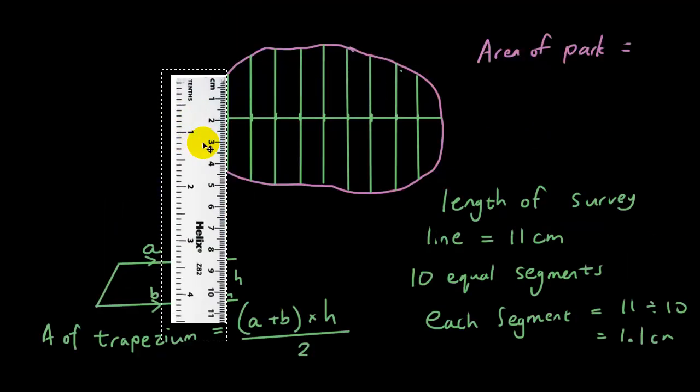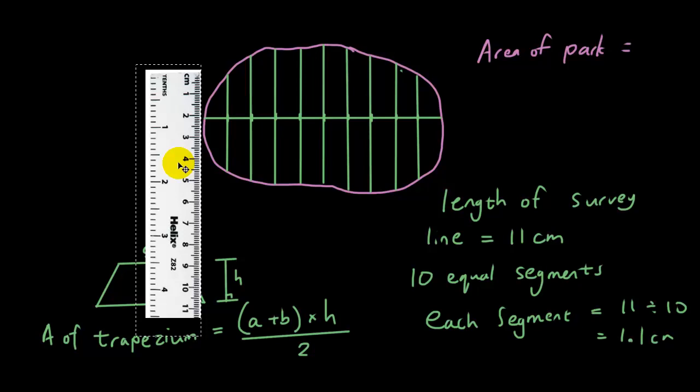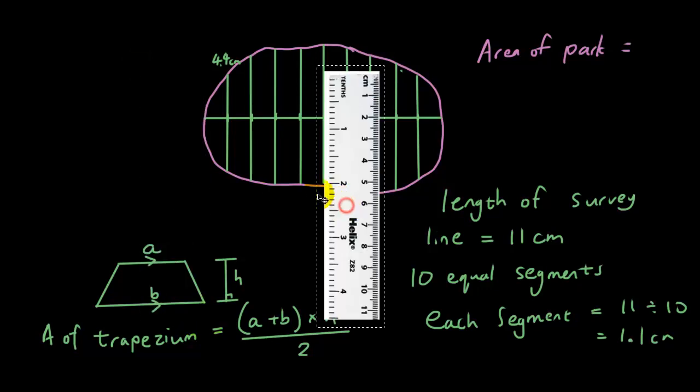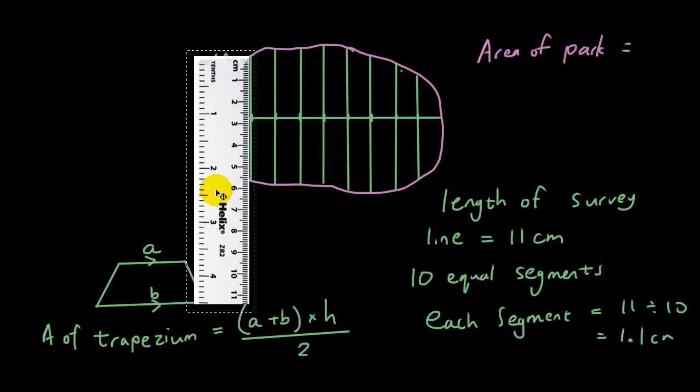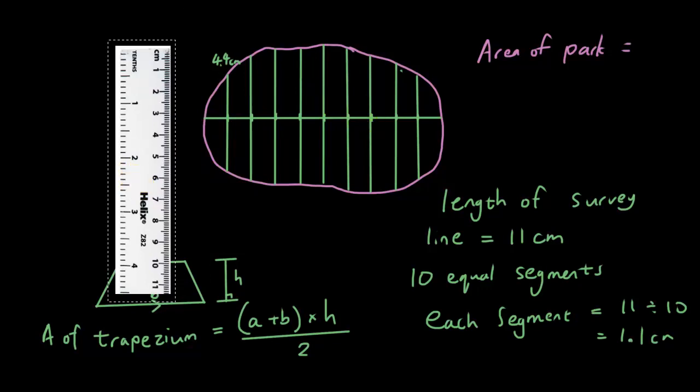So I go, okay, well, this is probably 4.4 centimeters. So then I'm going to write 4.4 next to this line. So this side is 4.4 centimeters. That's the length of this side. And then I'm going to measure again. You can see this is going to take a while, so hopefully when you guys do it on paper you can do it a bit quicker. So that's 5.6, so then I'm going to write down 5.6.